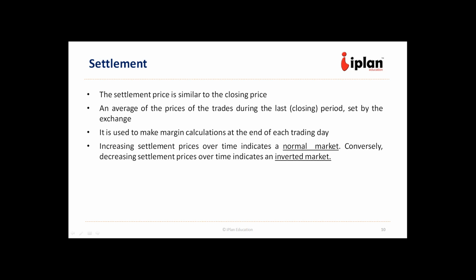An increasing settlement price over time indicates a normal market, and conversely a decreasing settlement price over time indicates an inverted market. So if the settlement price is increasing over time, going from 100 to 101, 102, 103, it's a normal market, or we can say a bullish market. And conversely, if the prices are decreasing with time, from 99, 98, 96, it's an inverted market, or you can say a bearish market.